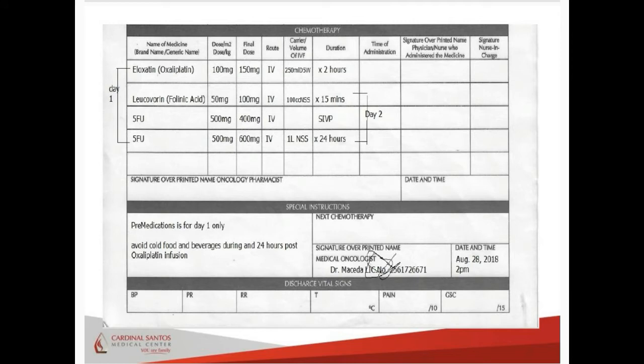The first drug to be administered is eloxetine or oxaliplatin with a final dose of 150 mg through IV to be diluted in 250 ml D5 water and to be infused for 2 hours. The next drug is leucovorin, folinic acid, 100 mg IV in 100 cc NSS for 15 minutes. 5-FU 400 mg IV through SIVP or slow IV push. And lastly, 5-FU 600 mg IV in 1 liter plain NSS to be infused for 24 hours.